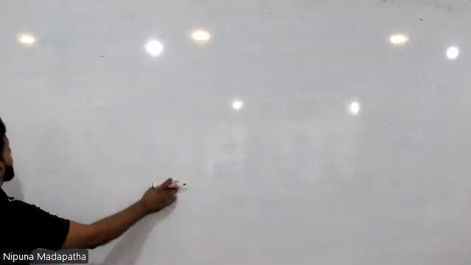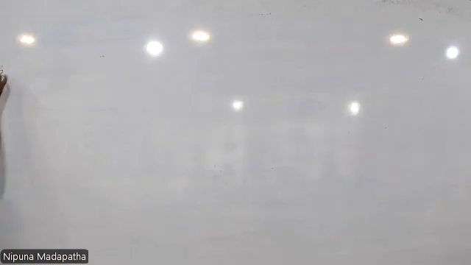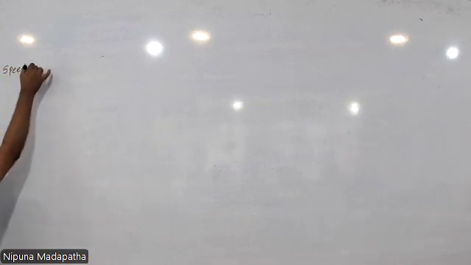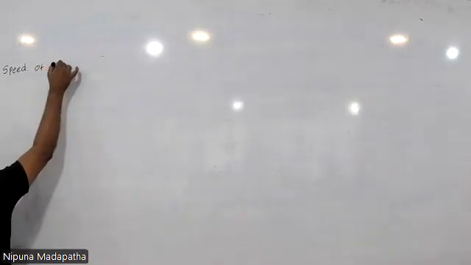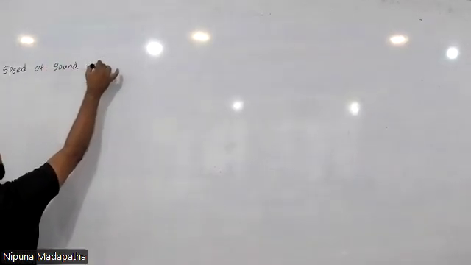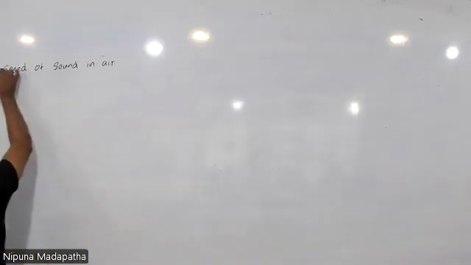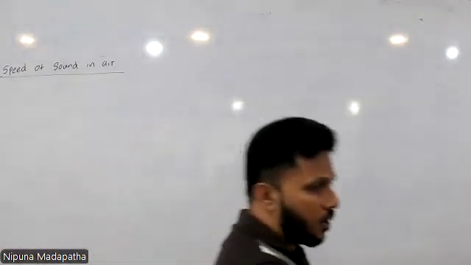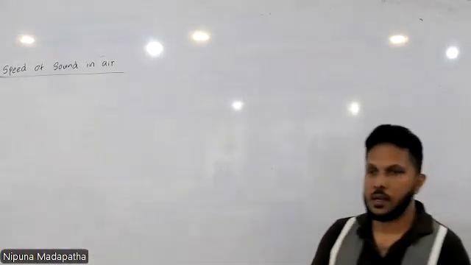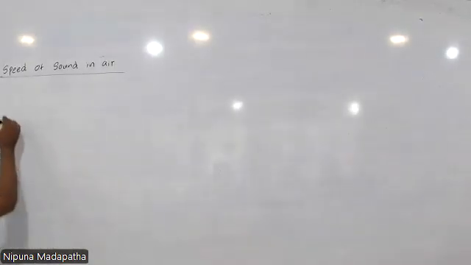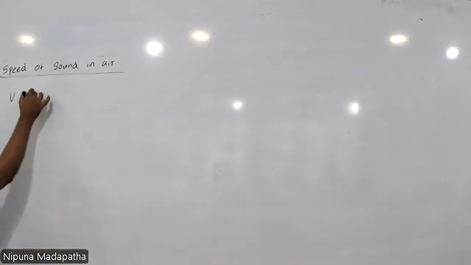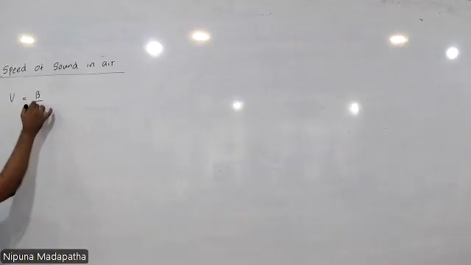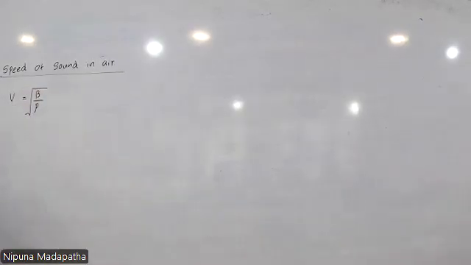so now we're going to see the speed of sound in air. The expression for the speed of sound in air: sound waves are longitudinal waves, so the speed of sound in air is also given by V equals the square root of the bulk modulus of the air divided by the density of the air.